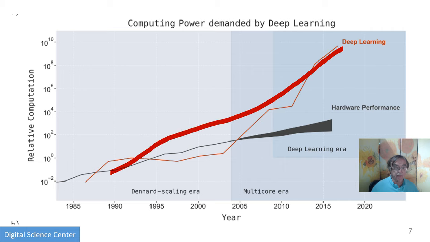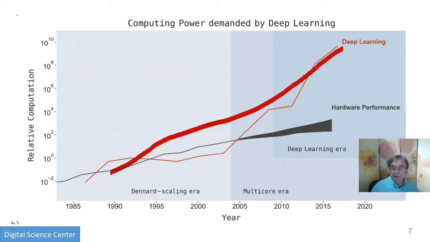It's gone up a factor of 10 to the 12th since the early 90s, when I first started looking at deep learning. We never realized it would be so successful because we didn't anticipate big data and realizing it could do so many powerful things.